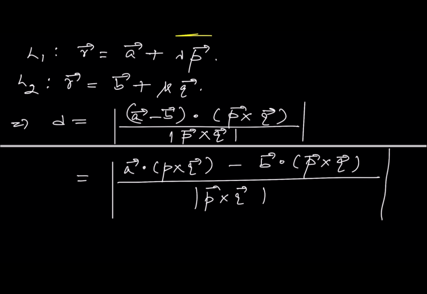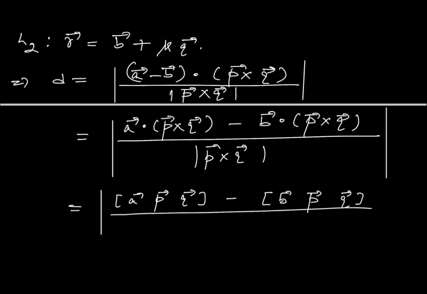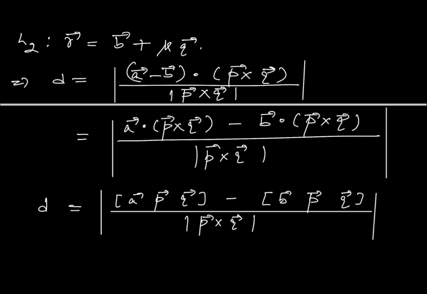Okay, now b dot p cross q becomes box b p q, and a dot p cross q becomes box a p q, upon mod of p cross q. This is the required distance between skew lines in terms of box.